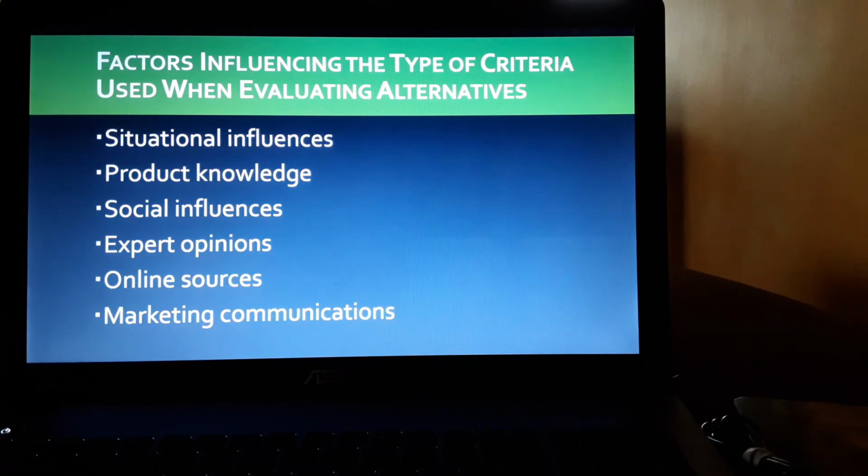So again, we've talked a little bit about this before. Factors influencing the type of criteria used. So you have situational influences. Depending upon the mood or the time, you might evaluate things differently, how much you know about the product. Social influences, what your friends and your family members are saying about it, or your colleagues. Expert opinions, what is it that people, quote unquote, in the field know about it? So if you're looking for a certain type of golf equipment, what is it that golfers say about it? Expert opinions, online sources, blogs, vlogs, customer reviews, and then marketing communications, the ads that are sent out, the ads that you read that tell you about the product.